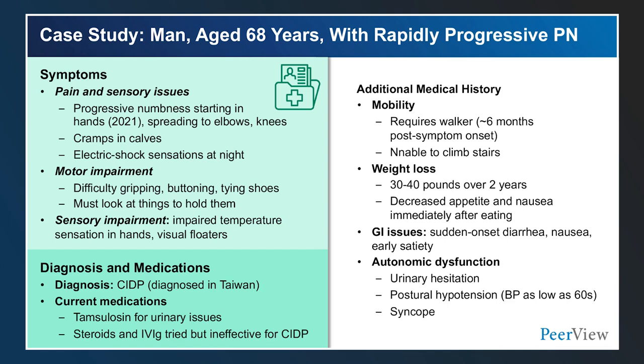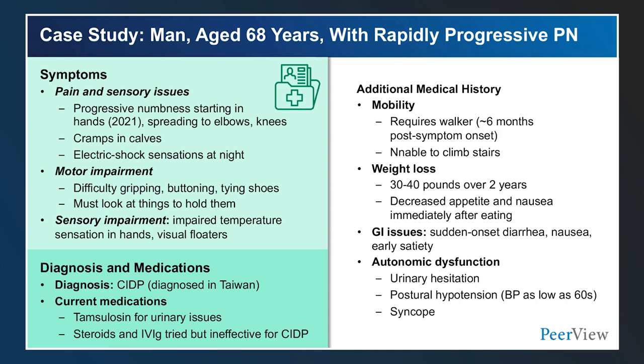Because of his rapid progression of neuropathy, his weakness in the arms and legs, and numbness and tingling, he was felt to have maybe chronic inflammatory demyelinating polyradiculoneuropathy and was started on steroids without improvement. Then IVIG was added, but he still did not improve. He was using a walker. He wasn't able to climb stairs. He had 30 to 40 pounds of unintentional weight loss.